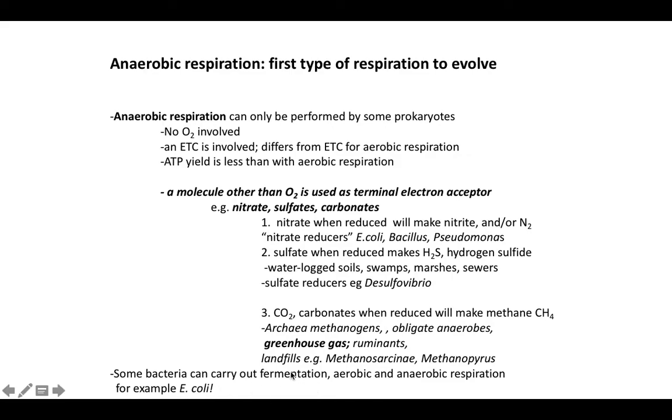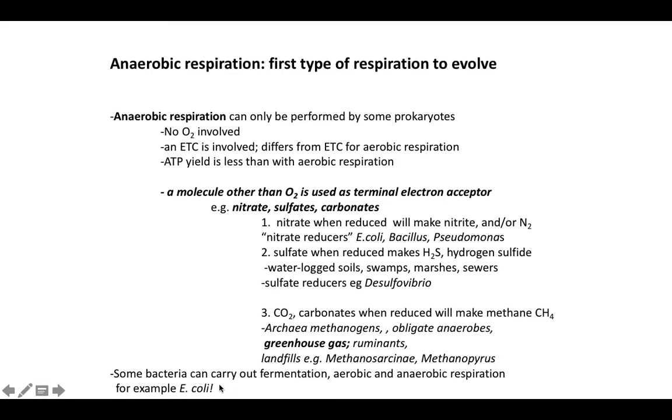And we didn't go into CO2 or carbonates that can be used as terminal electron acceptors, which we probably should have, because this is really bad, you guys. The product of this anaerobic respiration is methane, and methane is a really important greenhouse gas contributing to global climate change, right?